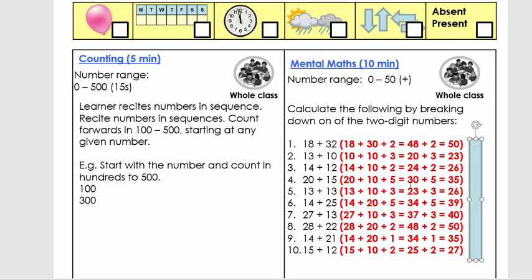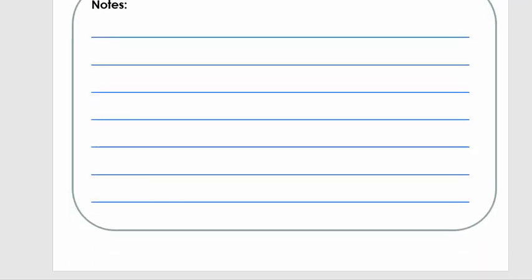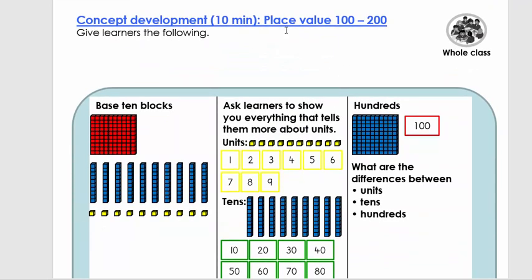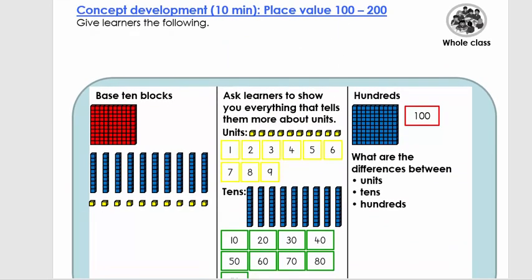Remember, this is revision and it's a step-by-step process that you need to take with your child or with your children in the classroom. Let's then start with today's lesson. We're going to look at place value between 100 and 200.